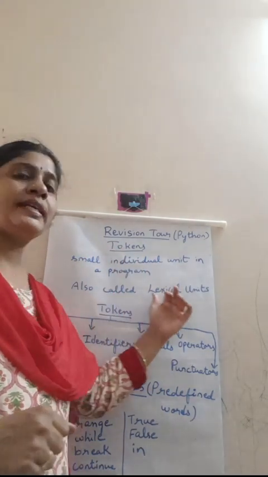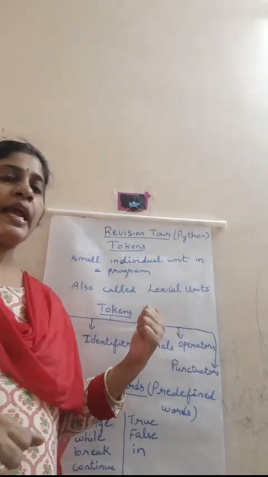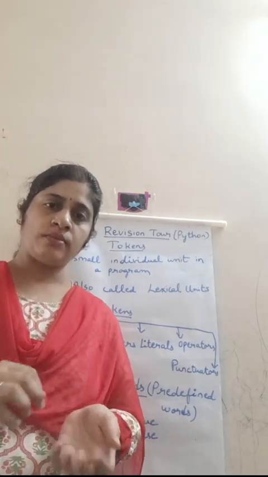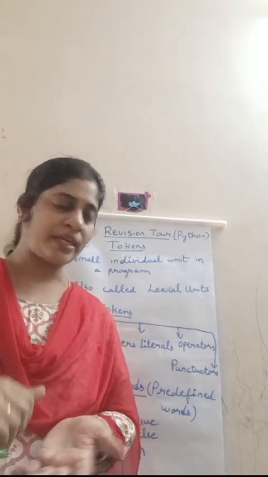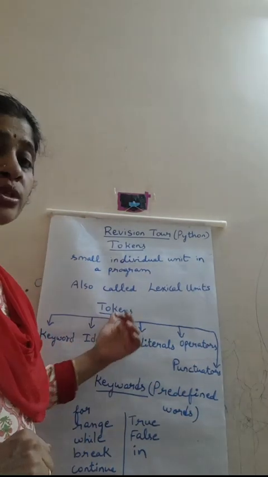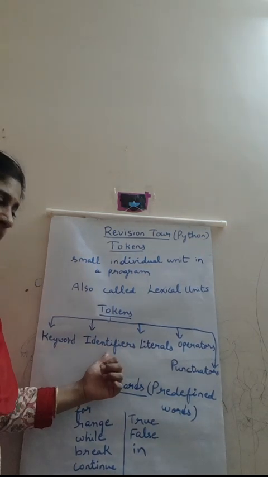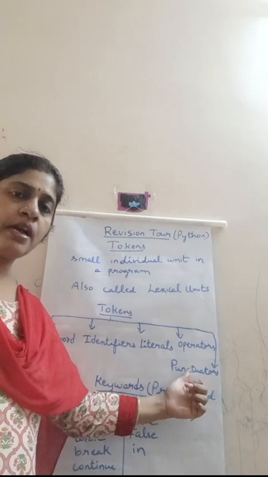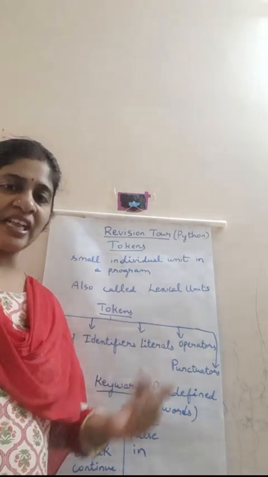Tokens can also be called lexical units. Now, there are different types of tokens in a program. When you write a program, there are different parts in the program, and those parts are called tokens. What are the different tokens we use in a program? First one is keywords, second identifiers, third literals, fourth operators, fifth punctuators.